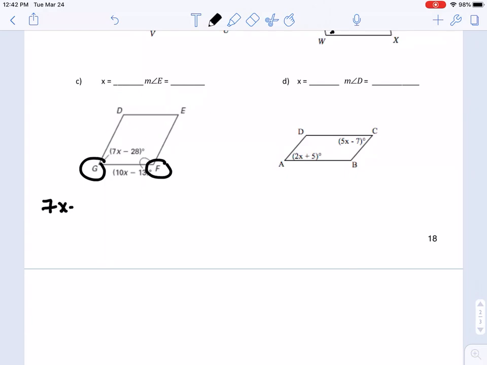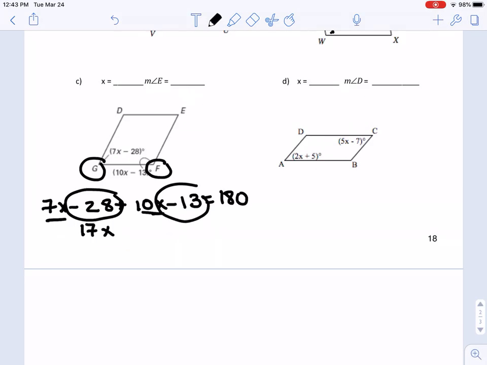So my equation is going to be add them together equals 180. Okay, let's solve for x. Combine your x's, so it's 17x. Combine your numbers. This is going to be minus 41 equals 180. Okay, add 41 to both sides. 17x equals 221. And if you divide by 17, you should get x equals 13 here.